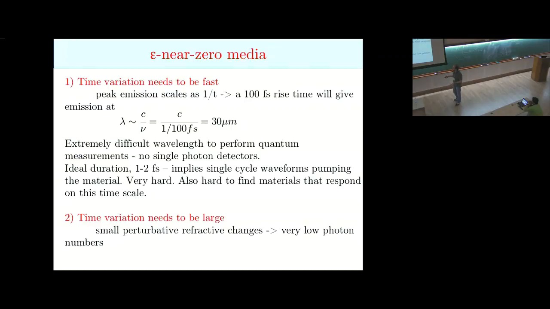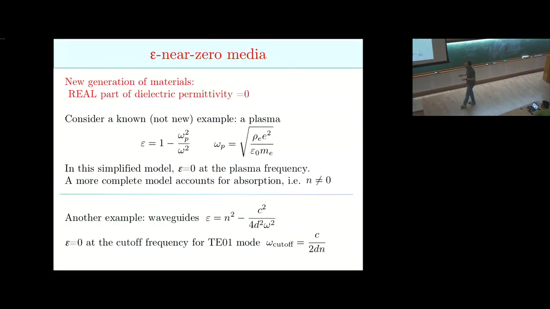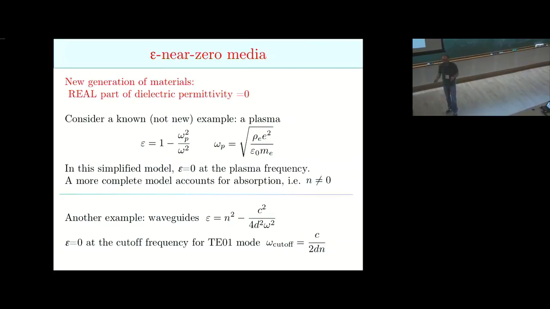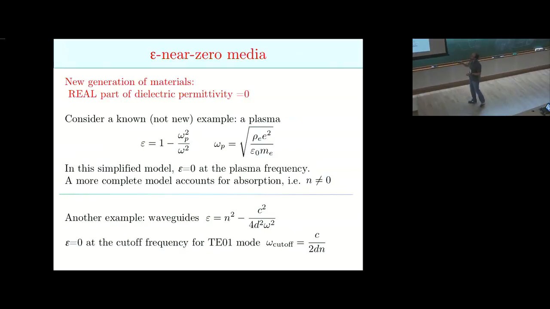It also needs to be large because if the perturbation is tiny, then you'll also get tiny beta at the output. In the same way that a small refractive index change will give you very weak reflection, here a very small refractive index change will give you very low particle production. So you need these two conditions to be verified. And what we've been looking at is a new generation of materials which have emerged just over the past couple of years, and they're characterized by the fact that the real part of the dielectric permittivity goes to zero. Okay, this is very weird.